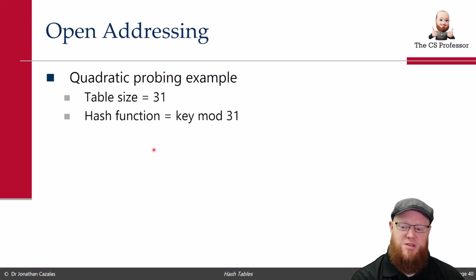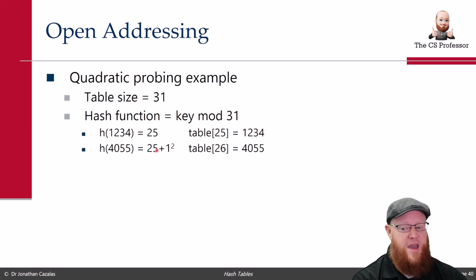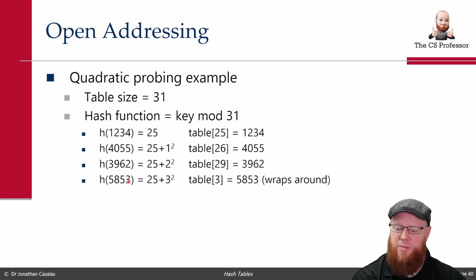Very quickly, we can go through the same exact example, same numbers. We already know how they work. 25 hashes to 25, it gets saved at index 25. 4055 hashes to that same number. It gets saved at not 25 because it's not available. So we save it at 25 plus 1 squared at 26. Now, 3962 also hashes to 25. So we check 25 plus 1 squared, which is 26. That's unavailable. We then check 25 plus 2 squared, 25 plus 4, index 29. That is available.